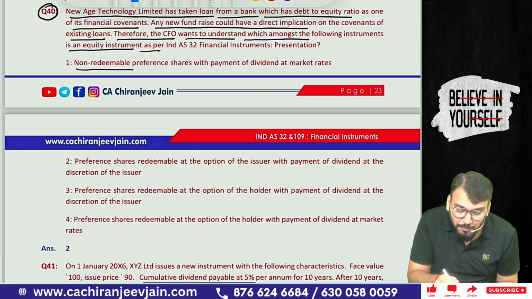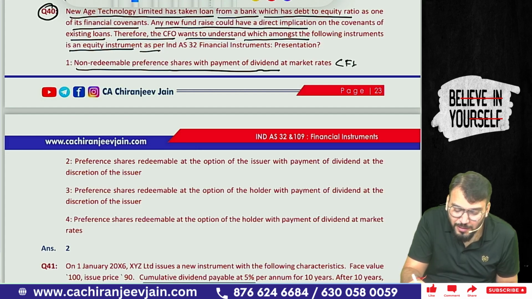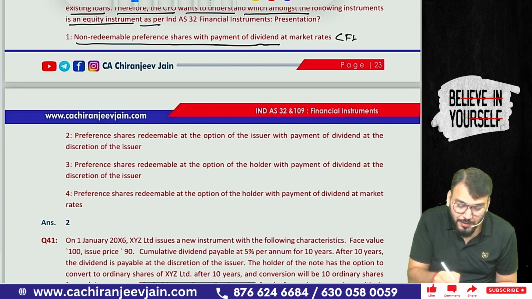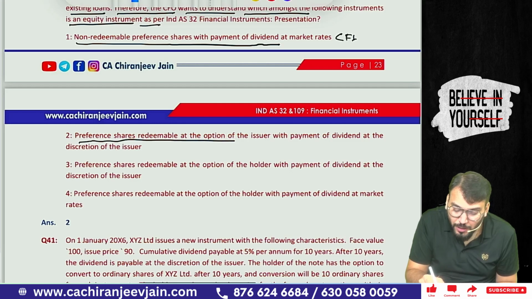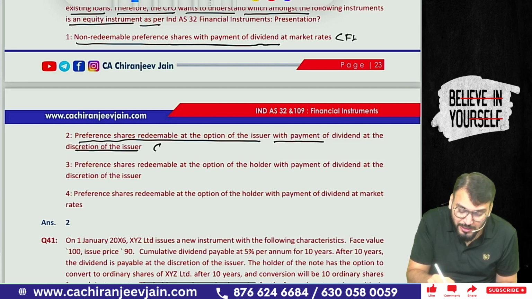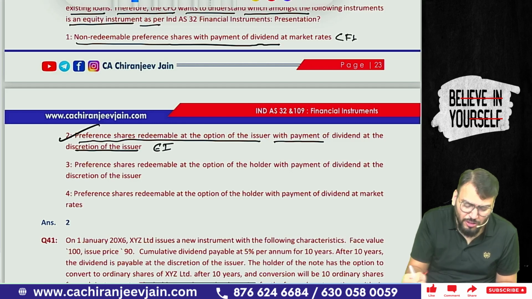So non-redeemable preference shares with the payment of dividend at market rate. This is a compound financial instrument, where it is understood that payment of dividend is not discretionary. Preference share redeemable at the option of issuer with payment of dividend at the discretion of the issuer. This is at the option of the issuer. Both of these become equity instruments. Option number 2 is the only correct one.